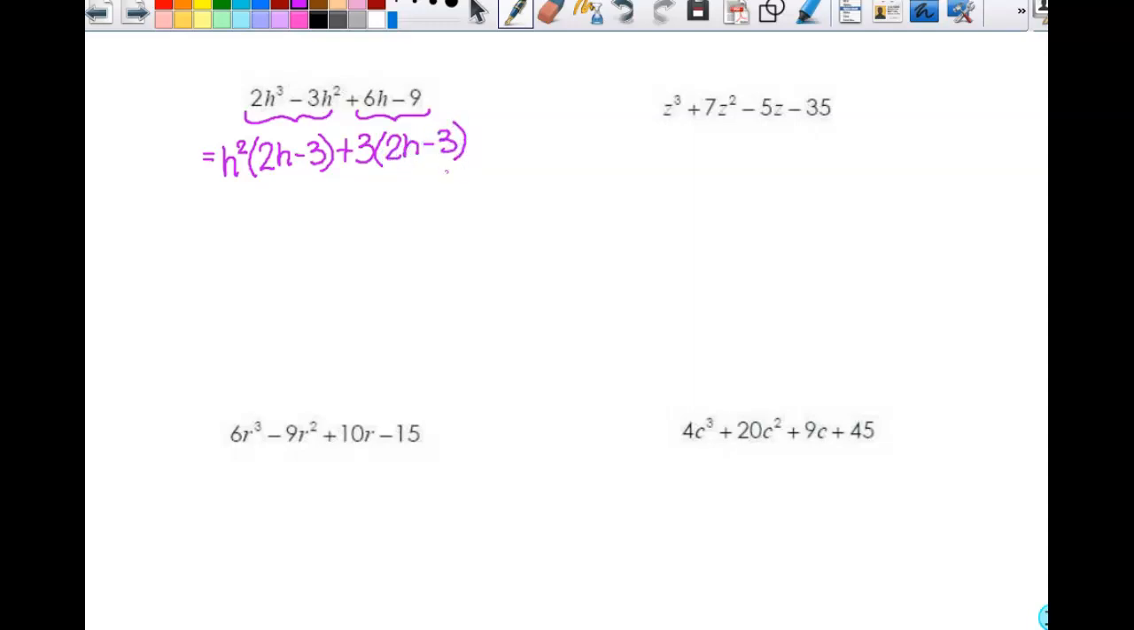Your goal, and what should happen and did happen here, is that these two things in the parentheses are identical. You with me? Now I have two big terms, this whole thing plus this whole thing. So now the thing in parentheses is actually the GCF. I'm going to factor that out and get 2h minus 3. Once those have been taken out, I'm left with h squared plus 3, and it's factored. That's my answer. Okay. What questions do you have?